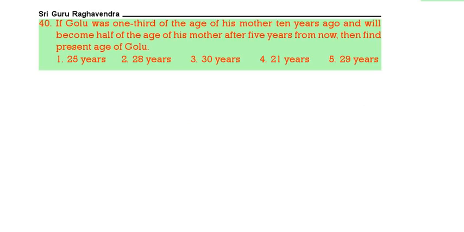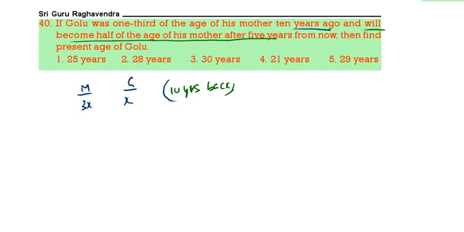then find the present age of Golu. So here, mother and Golu. Golu was 1/3 of the mother's age: mother's age 3x, Golu's age x. This is 10 years back. Then he will be half of the mother's age after 5 years. That means from 10 years back we should come to the present and then go 5 years ahead, so in total it is a 15-year increase.